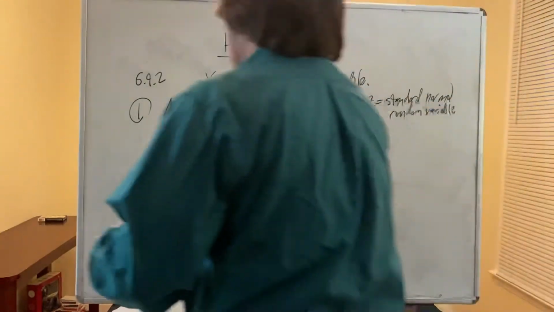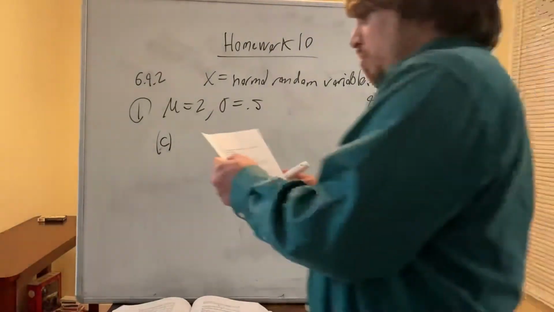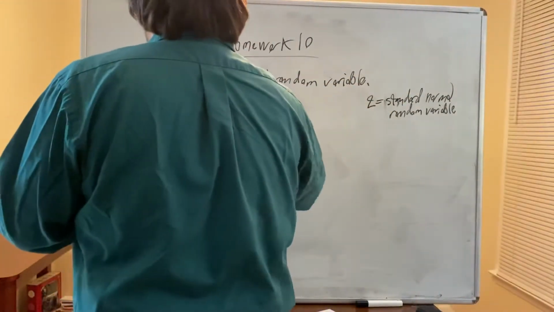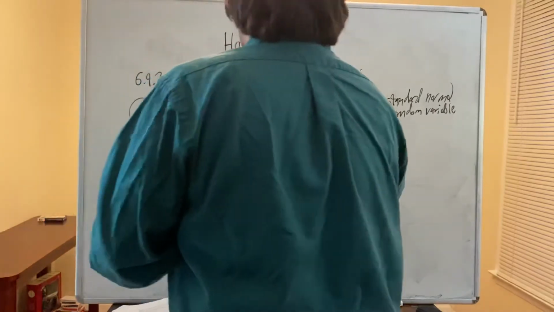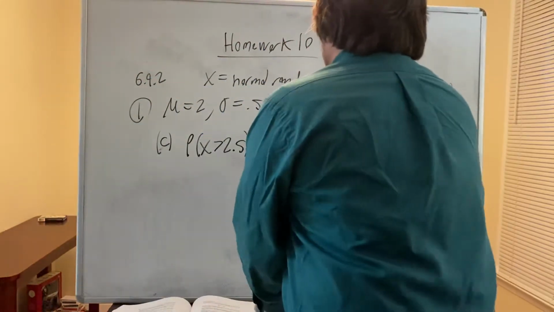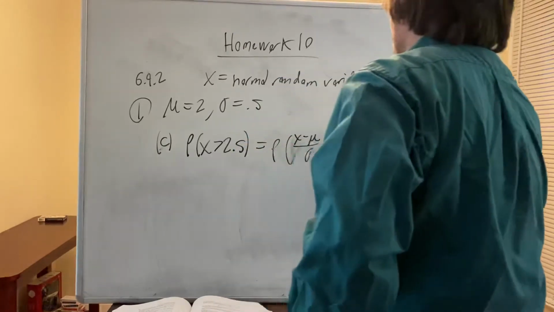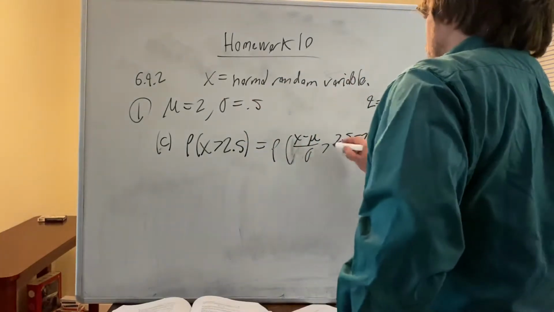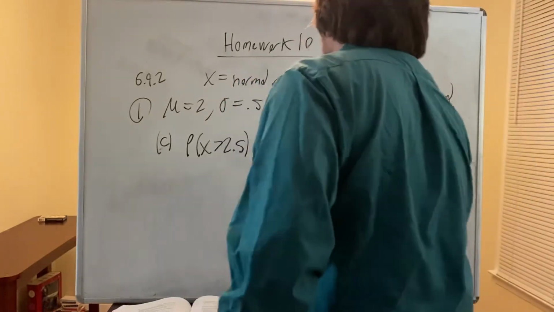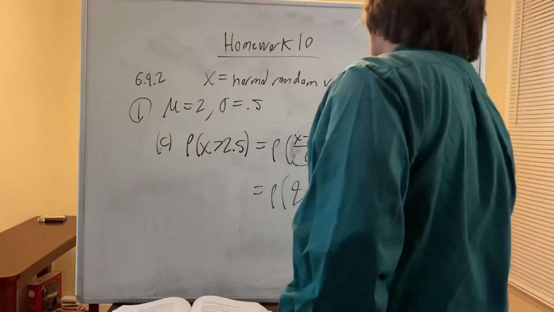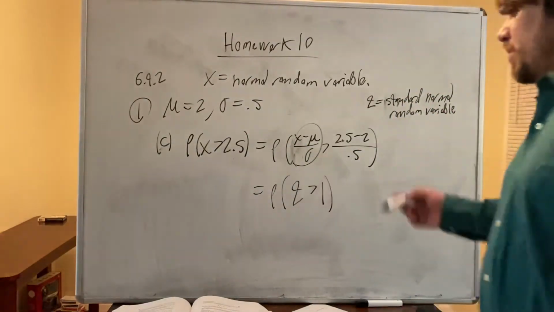So part C for number 1. Find the probability that X takes on a value greater than 2.5. That's equal to the probability that (X minus mu) over sigma is strictly greater than (2.5 minus 2) over sigma, which is 0.5. X minus mu over sigma is Z. So the probability Z is greater than (2.5 minus 2, which is 0.5) divided by 0.5, which is 1. Probability Z is greater than 1.